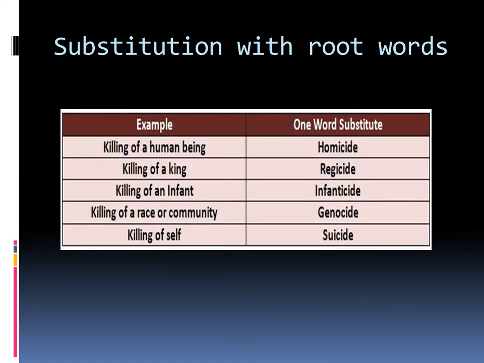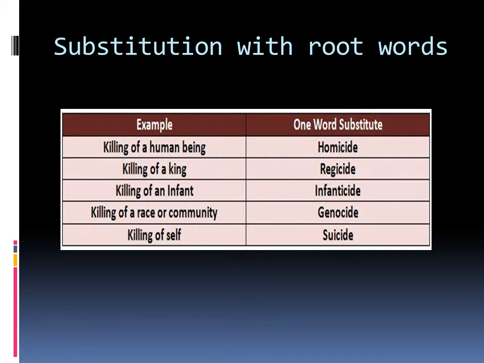Now comes substitution with root words. Killing of a human being. Homicide. Here the root word is homo, which is used for man, human.